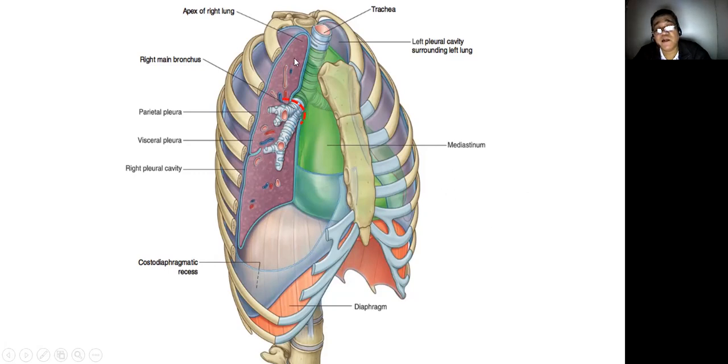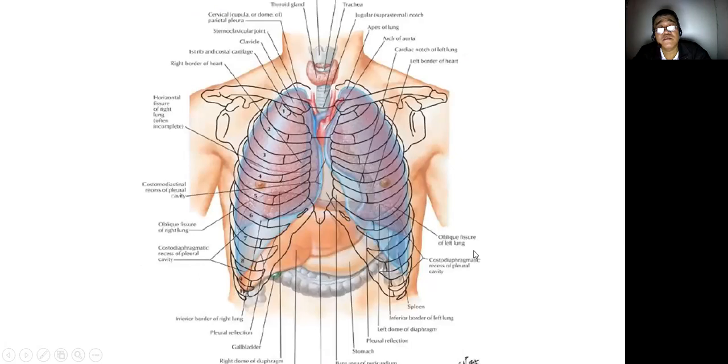By the way, the lung actually is totally suspended within the pleural cavity. It is only supported by the root of the lungs. So this is the extent of the parietal pleura. Okay, this is the costodiaphragmatic recess. Okay, this is the costomediastinal recess over here.